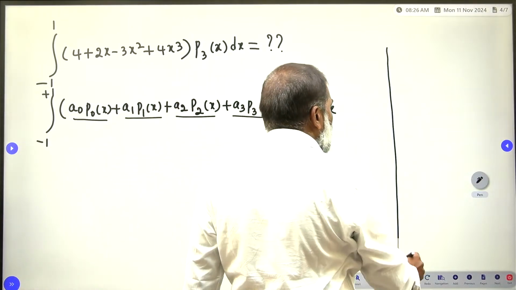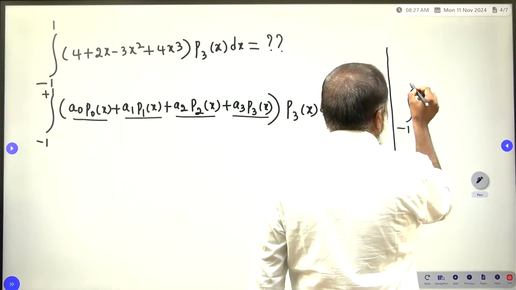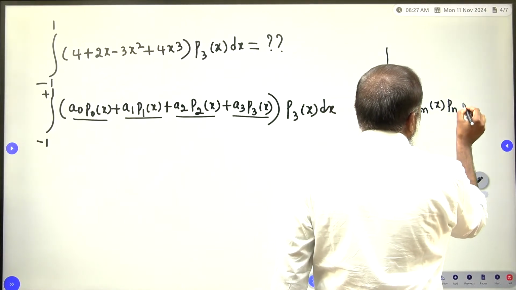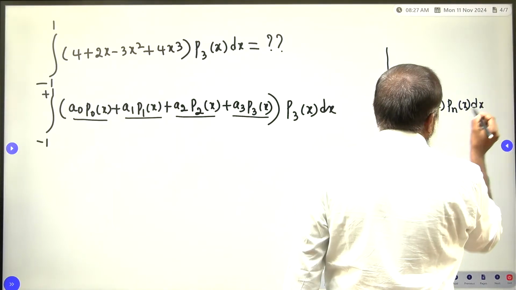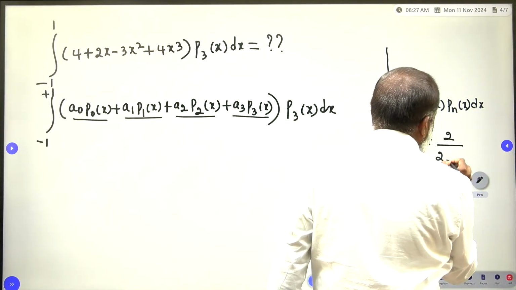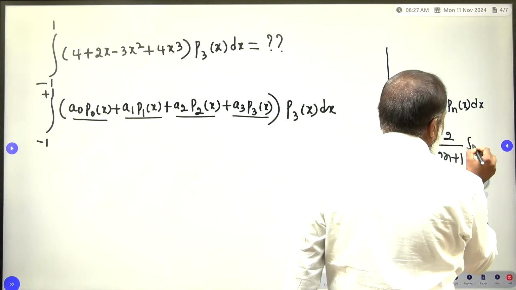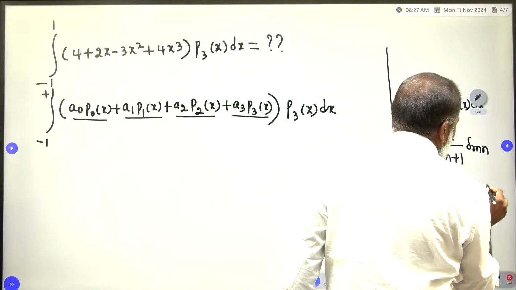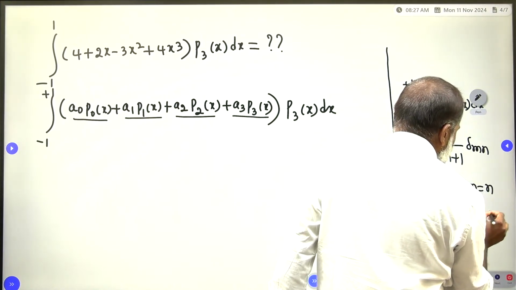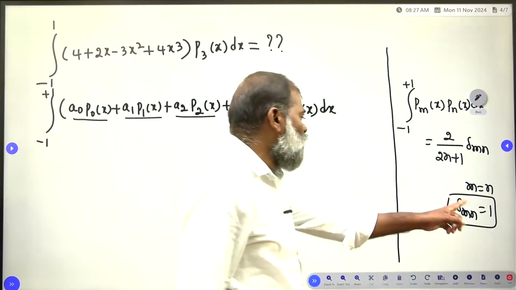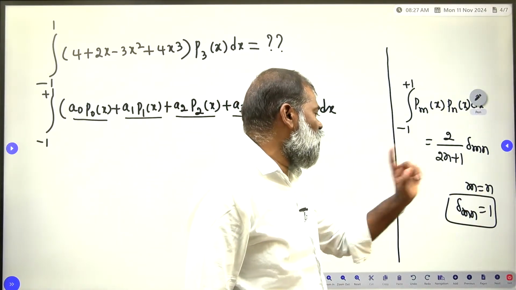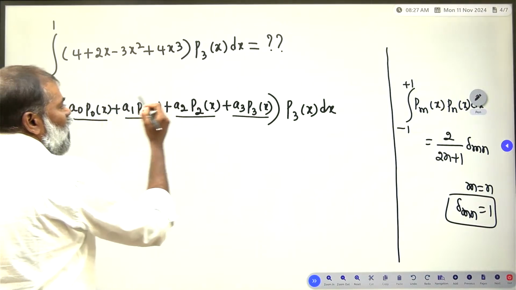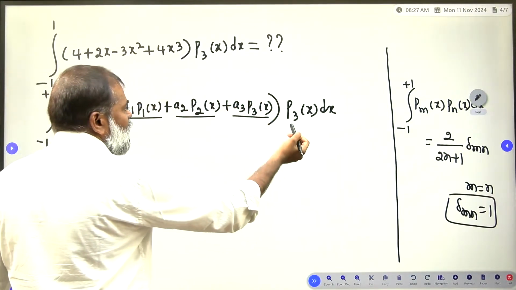What is the orthogonality condition? Integral minus 1 to plus 1, Pm of x, Pn of x into dx is equal to 2 by 2n plus 1 Kronecker delta mn. When m is equal to n, Kronecker delta mn is equal to 1, otherwise 0. So therefore P0, P3, 0 it will come. P1, P3, 0 it will come. P2, P3, 0 it will come.